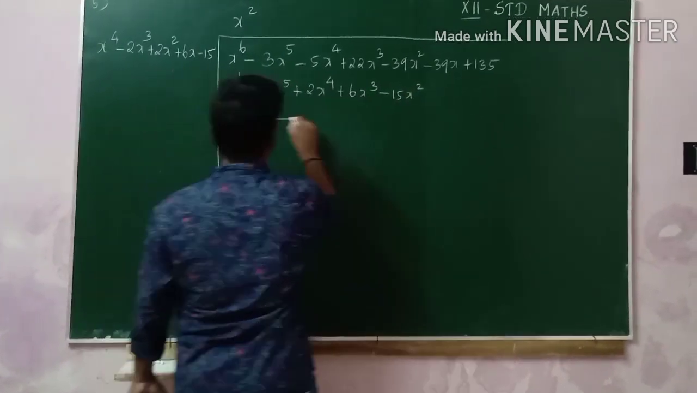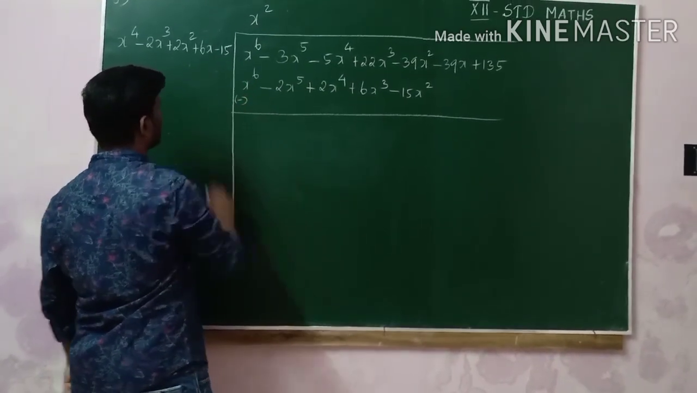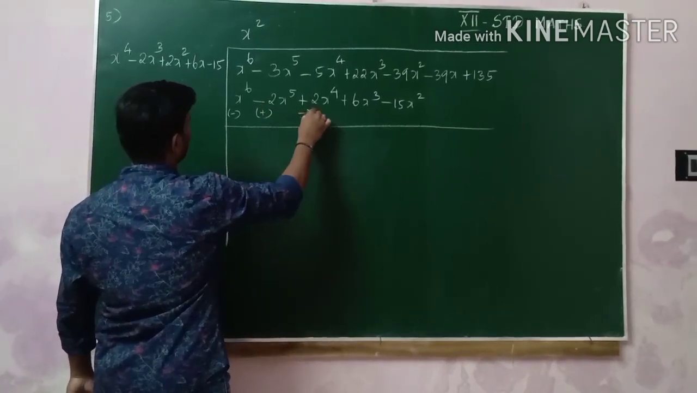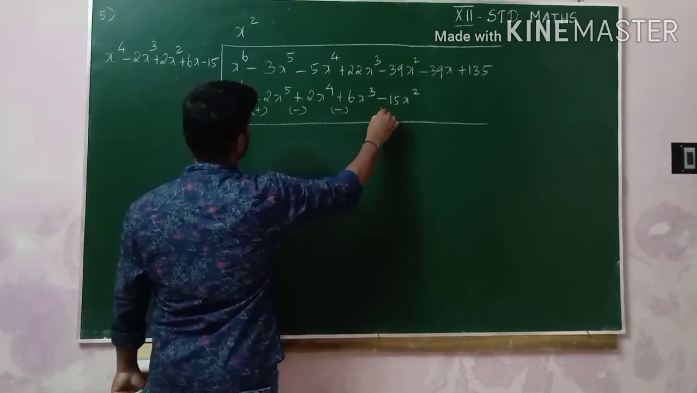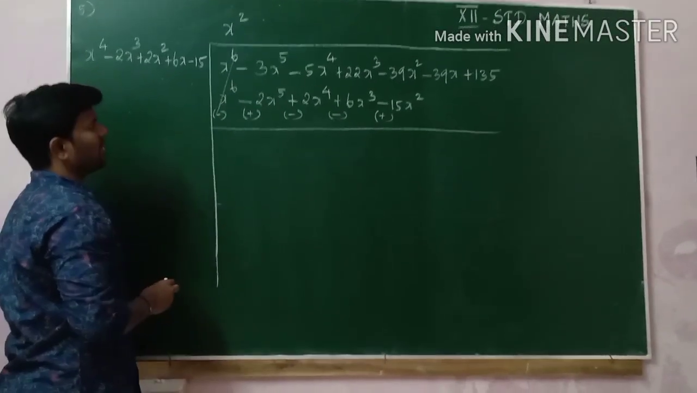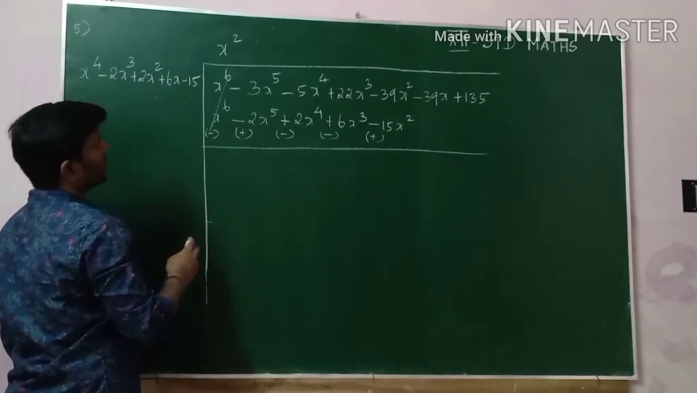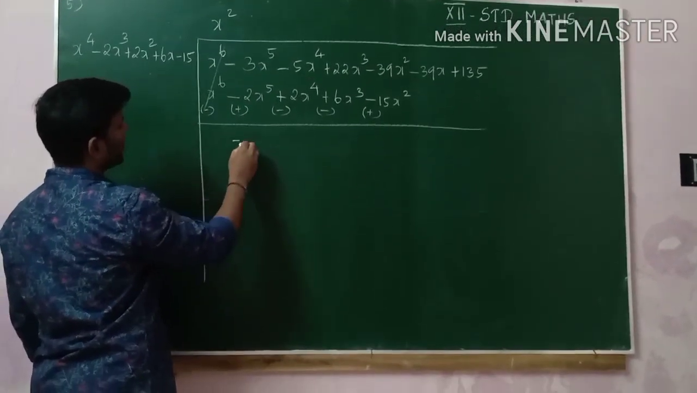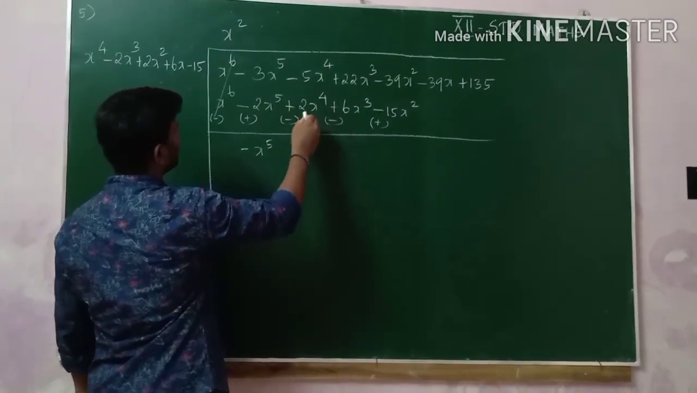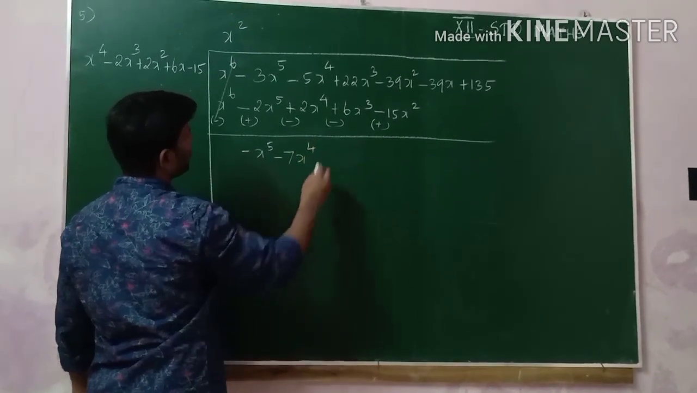So now change the sign: plus x power 6, so minus; minus 2x power 5, so plus; minus, minus and plus. Plus x power 6 minus x power 6 will be cancelled. Minus 3x power 5 plus 2x power 5 is minus 1x power 5, so it is minus x power 5. Minus 5x power 4 minus 2x power 4 is minus 7x power 4.